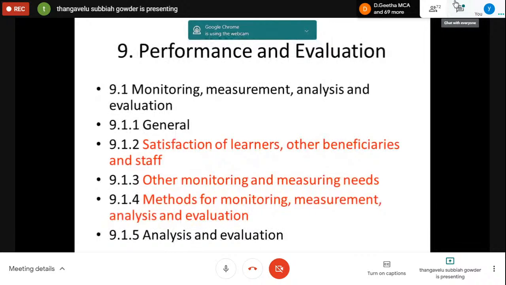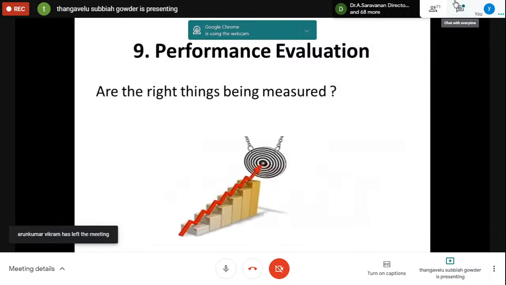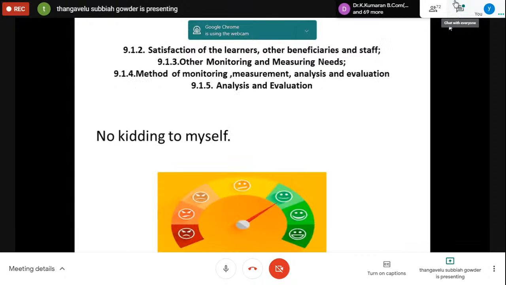So this is your examination pattern: test, retest, and model exams, and final exams. Whether the learner is satisfied. So we will have the targets, how we are measuring, that has to be recorded here. Satisfaction of learners, other beneficiaries, means parents and staff.